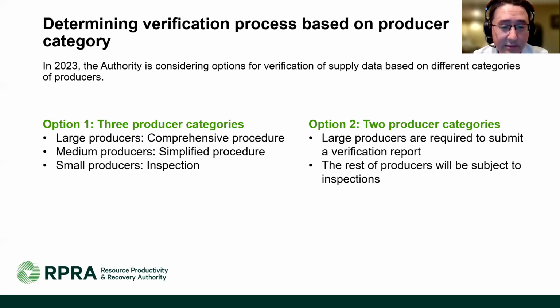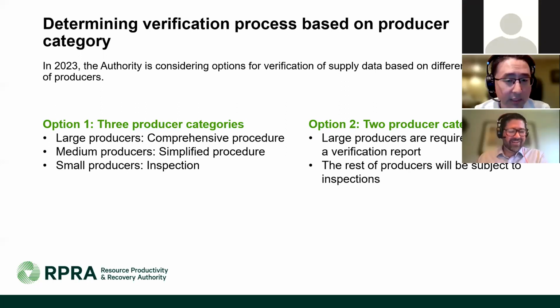The second option is to have a two-producer category. A large producer category will be required to submit a verification report carried out by an internal qualified person. The rest of the producers will be subject to inspection.